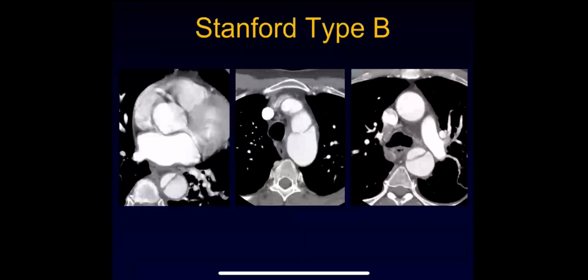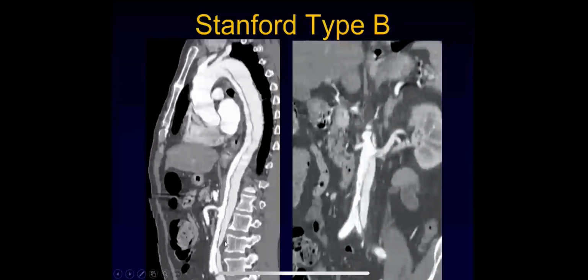With Stanford Type B, we do not see a flap in the ascending thoracic aorta. Here, the flap begins. You can see the tear in the distal arch, just distal to the left subclavian artery origin, and it's extending into the descending thoracic aorta all the way down and terminating in the left common iliac artery.